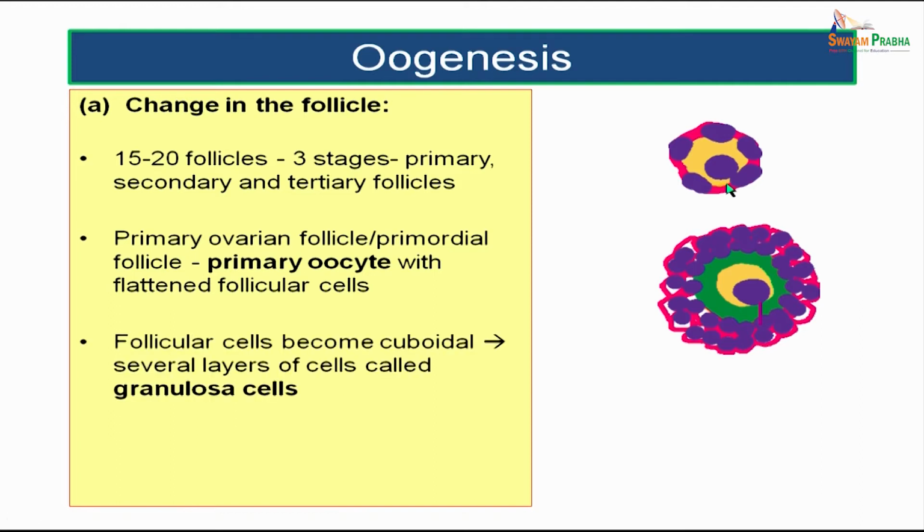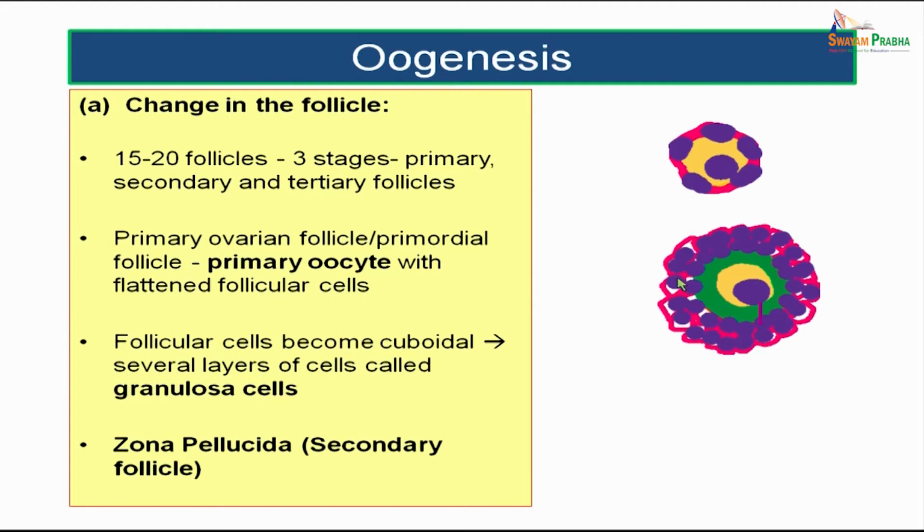Now, what happens next? The follicular cells will become cuboidal, because in the primary ovarian follicle we just had a single layer of flattened cells. These cells will now become cuboidal and they will multiply into several layers. Now, we call these layers as granulosa cells. We can also see that there is another layer formed just around the oocyte, the green colored region. This is known as Zona pellucida.